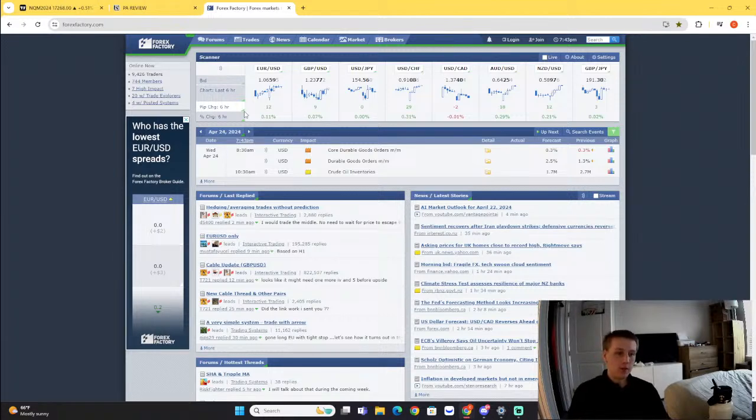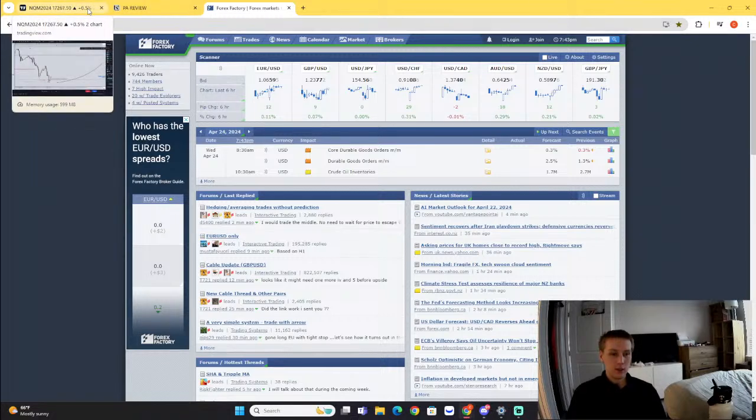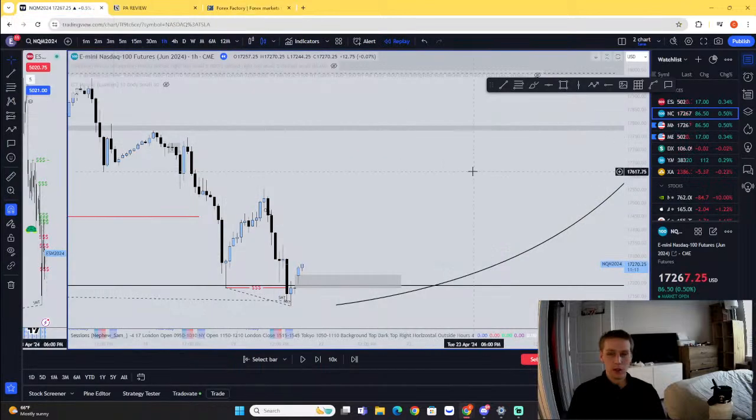I think we have a bullish week forming a weekly SIBI, sell side imbalance, buy side inefficiency. I think we have a bullish week forming a weekly SIBI.